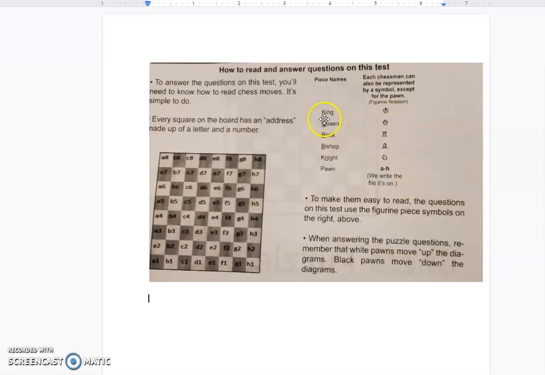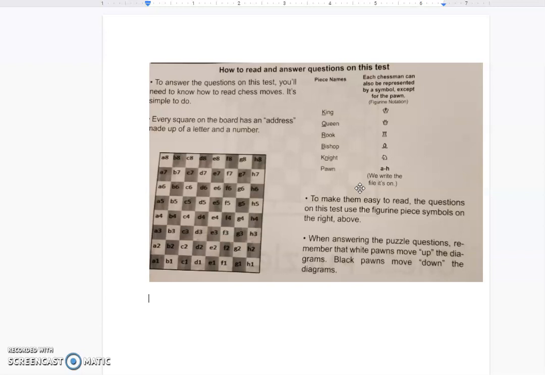They represent the king with this kind of heart-shaped mushroom thing. They represent the queen with the spiky head thing. They represent the rook with the castle-looking thing, the bishop with the squid-looking thing, and the knight with the horse head. And the pawns are represented by the letter of the file that they're on. I'll show an example of what that means.